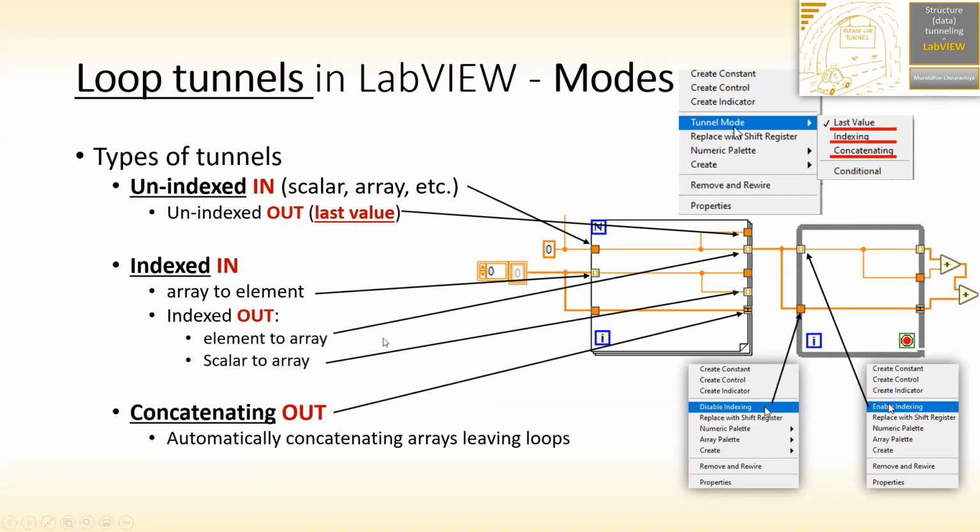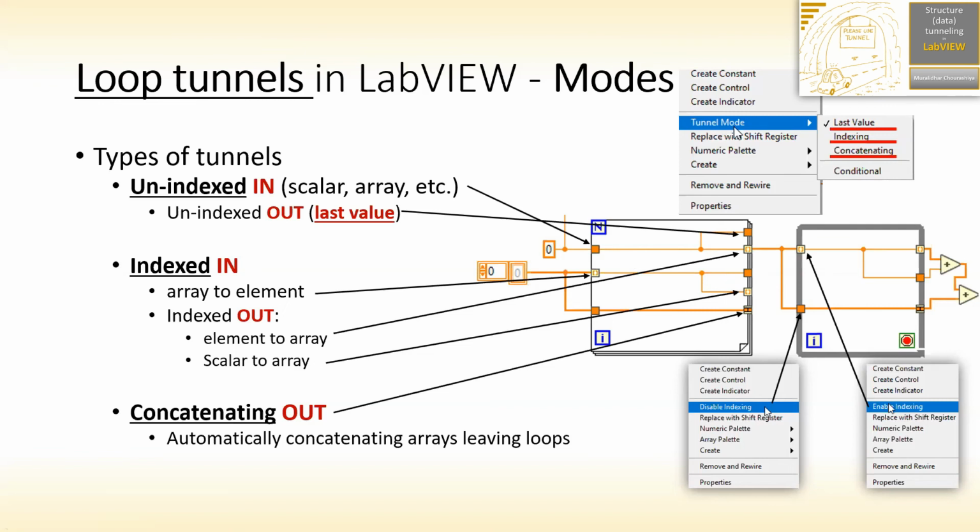Okay, when you output this data as an indexed output, you will have an option called tunneling mode. You can set it as last value or indexing or concatenate. Last value will do all the calculation and take only the last value out. It will give you the last value of all the calculations.